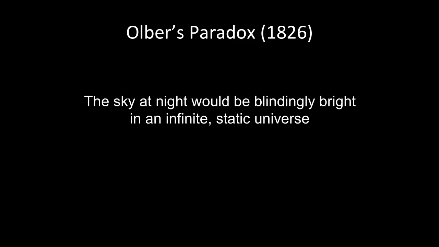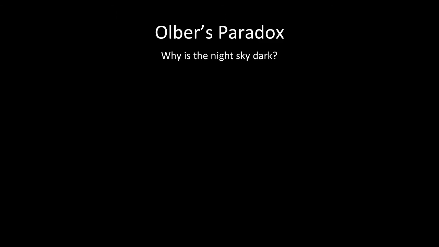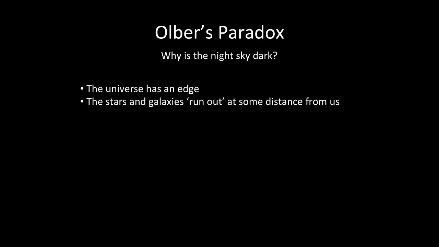Every single patch of the sky would end on a star. So why is the night sky dark? Well, there are several ways out of this. The first possible solution is that the universe isn't infinite, it has an edge, so it is finite. Or alternatively, the universe is infinite, but the actual stars and galaxies run out at some distance from us, and then there's just empty space beyond that.